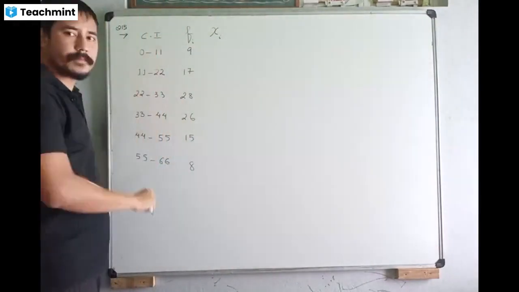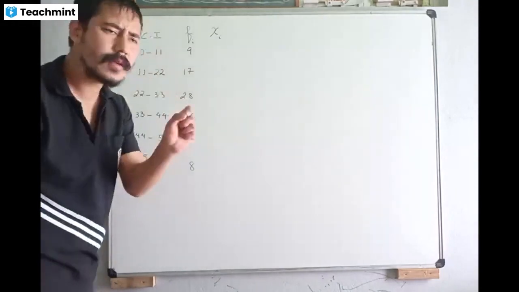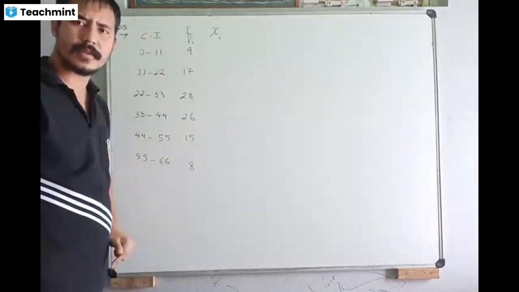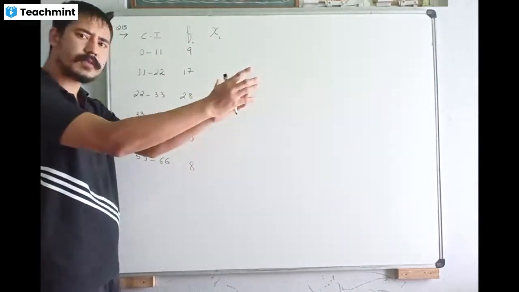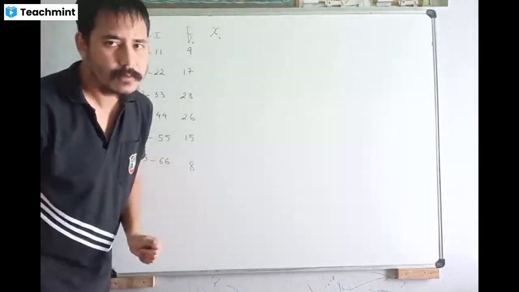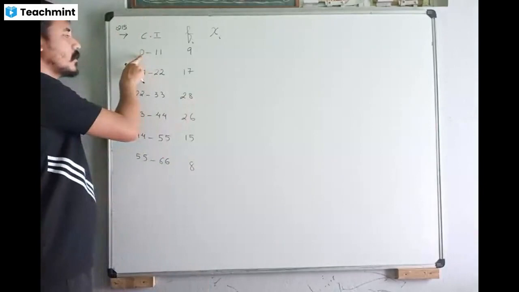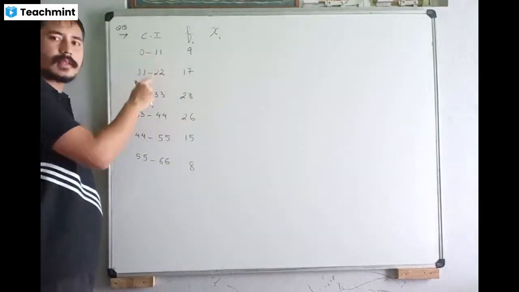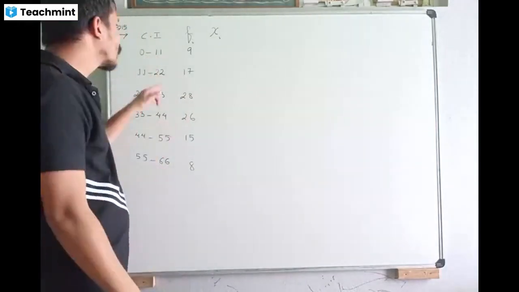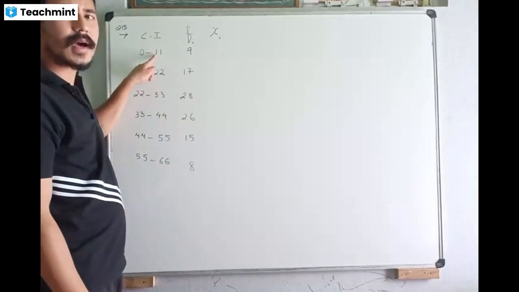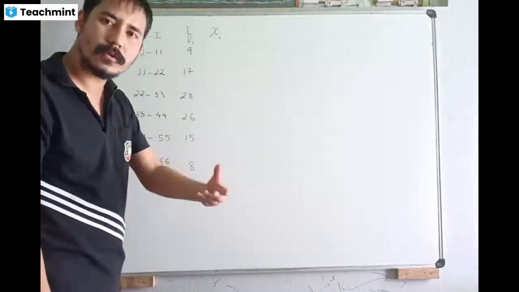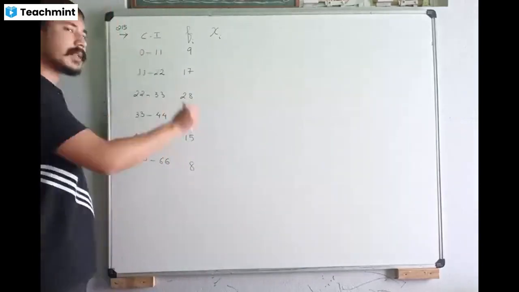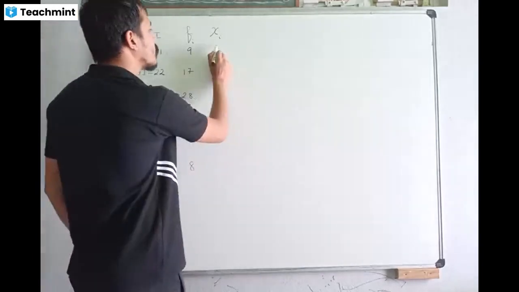0 to 11. What is the center value of this group? The first group is 0 to 11. How to determine? Very simple. You add these two values and divide by 2, that means the lowest item and the highest item of each group divided by 2. 0 plus 11 is 11. 11 divided by 2 is 5.5.